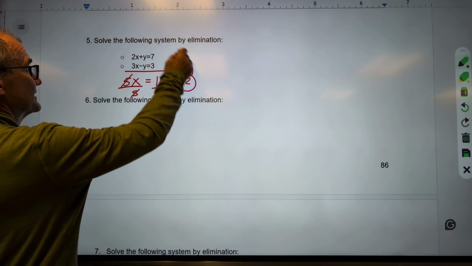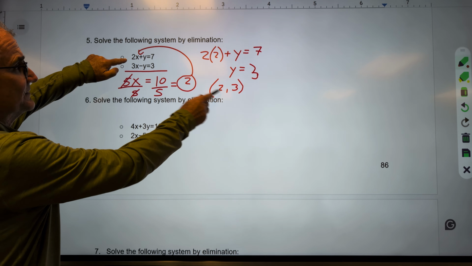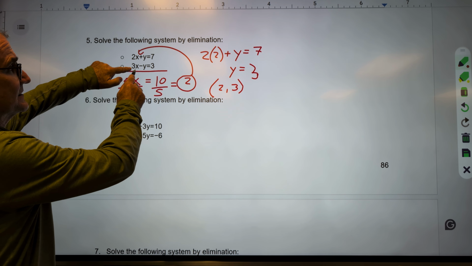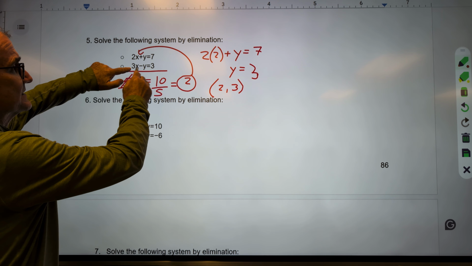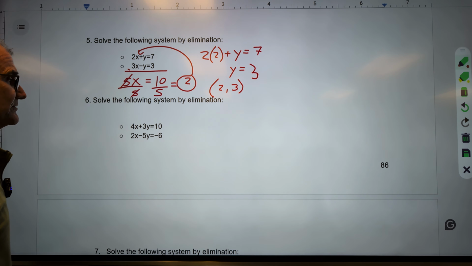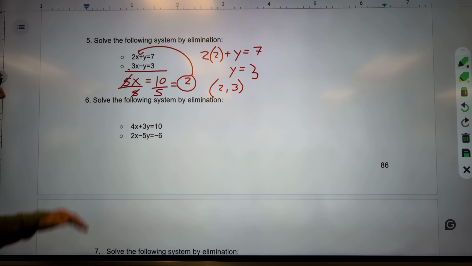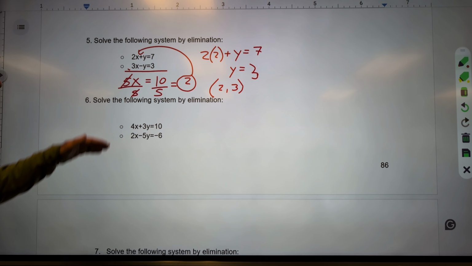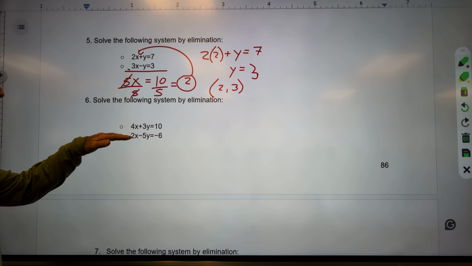There's my ordered pair. I could always take those values, plug them back in and check. x is 2, 4 plus 3 is 7. It works there. 6 minus y, 3. 6 minus 3 is 3. Works in both cases.